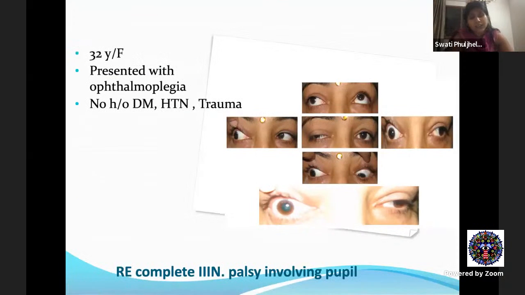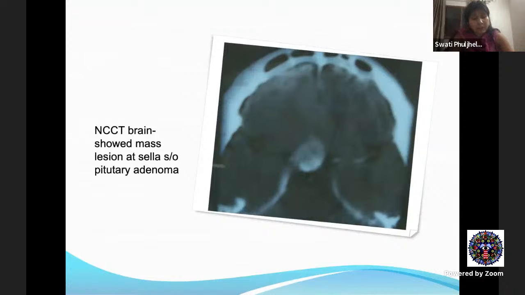So this is another such patient who presented to us with ophthalmoplegia, and this time the pupil was involved. There was no history of any vascular risk factors suggestive of microvascular occlusion. So we went ahead and did imaging. Although NCCT may not be a great idea to pick up small subtle adenomas at this stage, since this patient already carried this CT scan, we found that there was a pituitary adenoma.